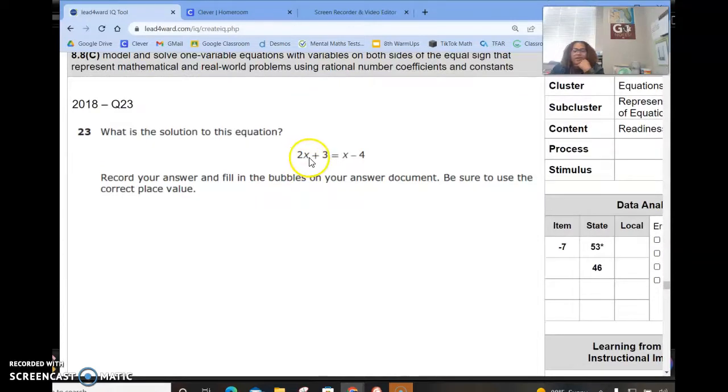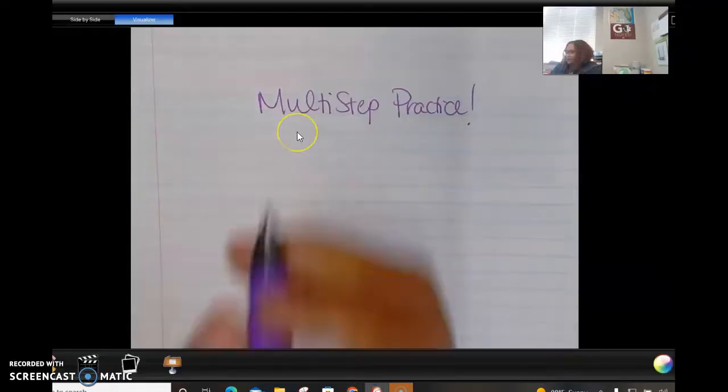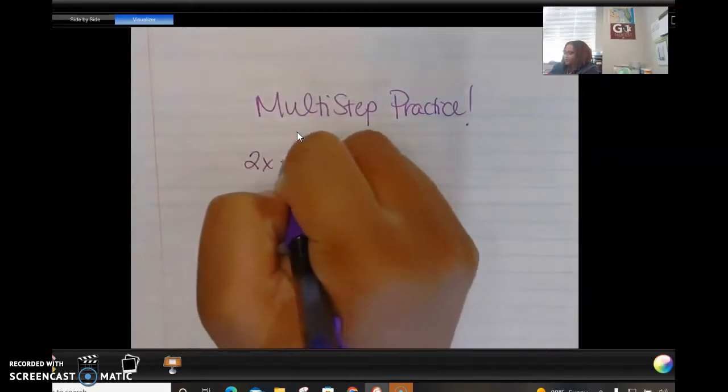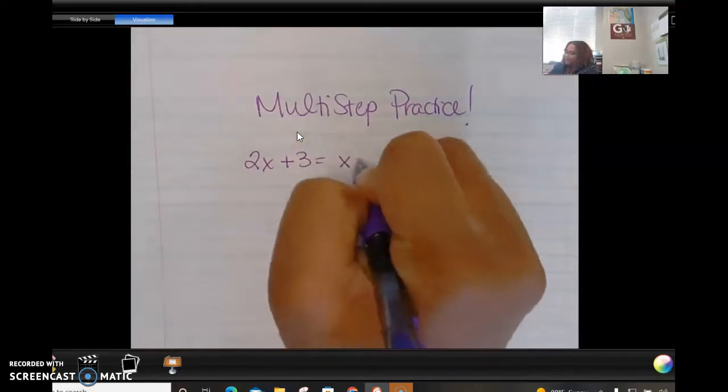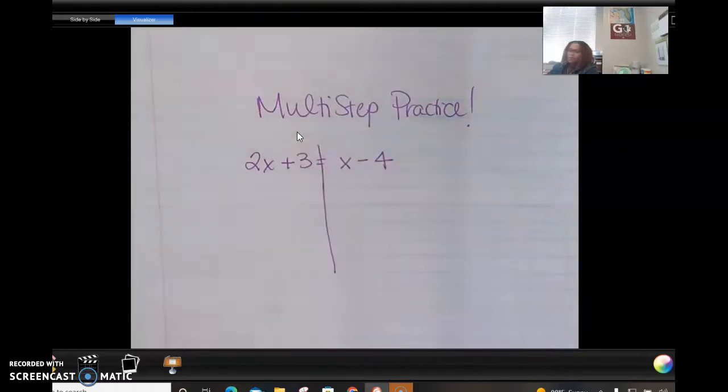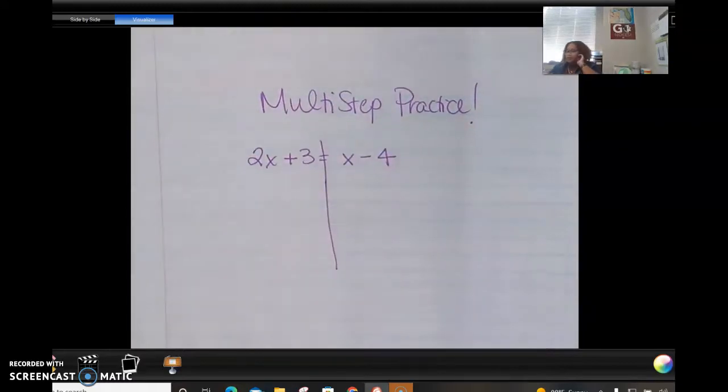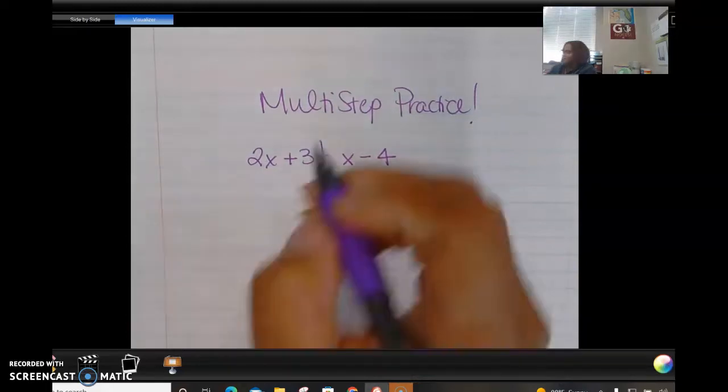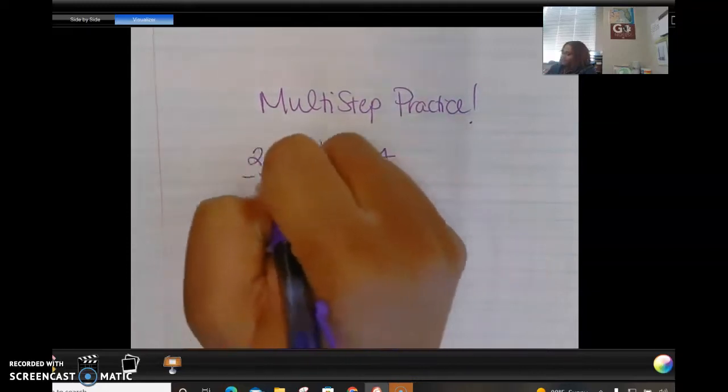All right, so 2x plus 3 equals x minus 4. So let's write that down. 2x plus 3 equals x minus 4. Start solving. What do I get rid of first? There's no wrong answer yet. Good. How do I get rid of it? Minus x on both sides.